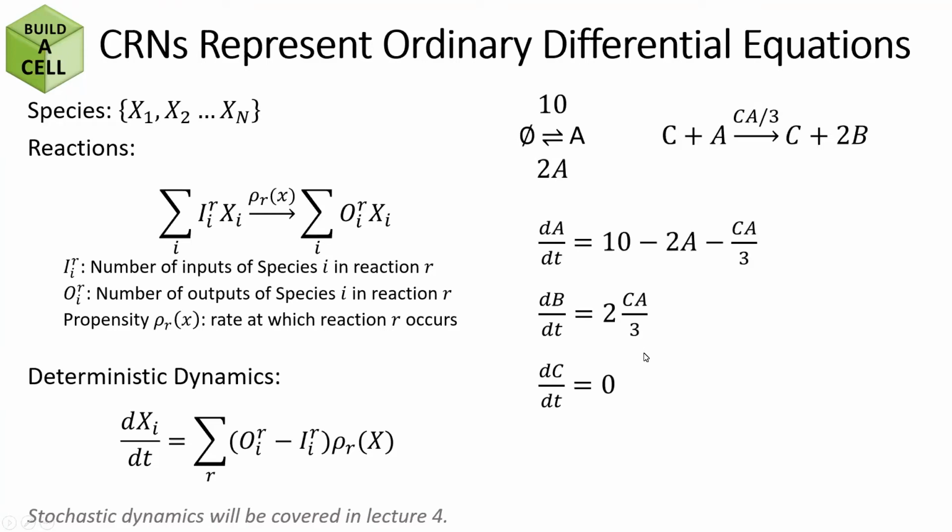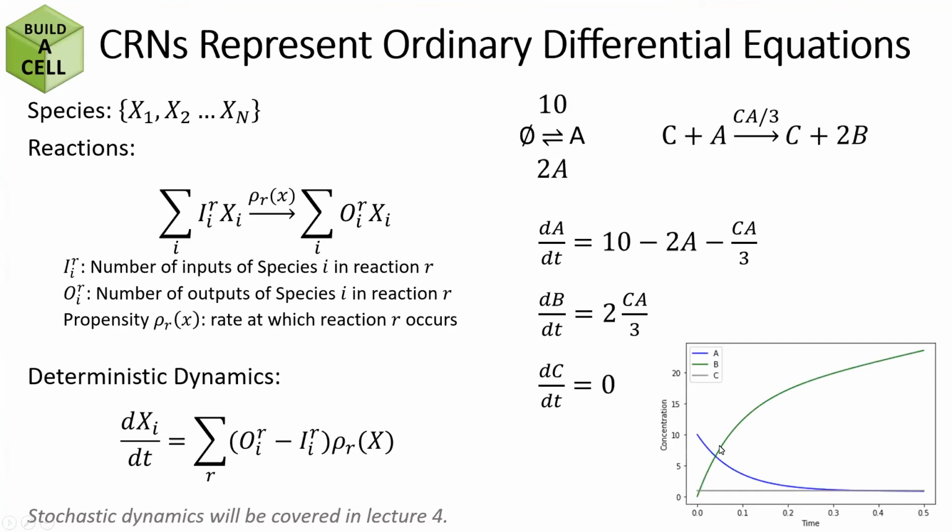A, on the other hand, is produced and consumed in 3 different places. It can be produced from nothing at rate 10, so I have a positive 10 here. It can also be degraded to nothing at rate 2A, so I have a 2A here. And it can also interact with C to produce B at a rate CA over 3, so I have CA over 3 here. Note that A is always produced and consumed in units of 1, so I have sort of hidden little ones out here for the change in A from each of these reactions. And if you simulate this, it ends up looking like this. So A goes down, C remains constant, and B goes up, which is what you might expect.